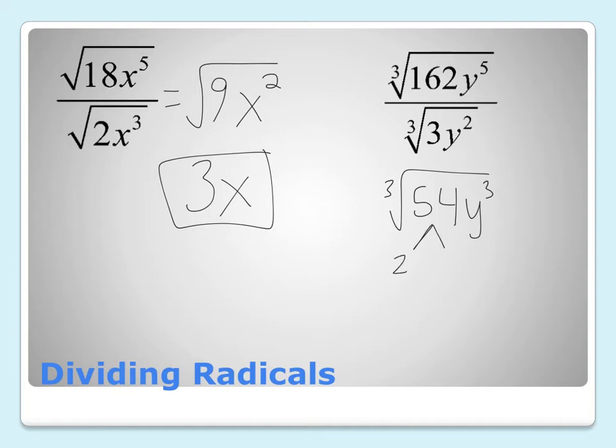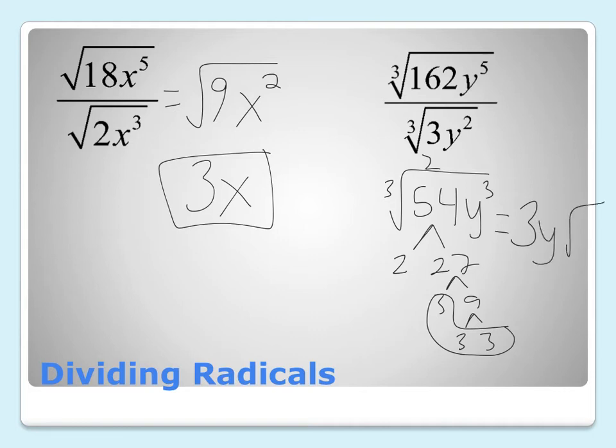I would have 2, 27, and then I have 3 and 9, 3 and 3. Well, there's a nice group of 3 threes. So I'm going to have 3 comes out. That 2 stays in. So I'll write that up there, jot her down. Then I got y cubed. How many groups of 3 y's? 1. So y to the first comes out. And then I've got the cube root of 2. Let me write that cube root again.